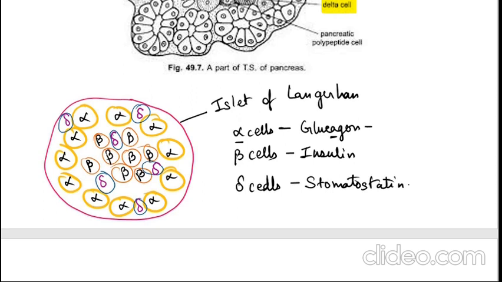Now, what is the function of glucagon? The function of glucagon is to produce glucose. The function of insulin is to take up the glucose from the blood and convert it into glycogen. And somatostatin has an inhibitory function on both glucagon and insulin.